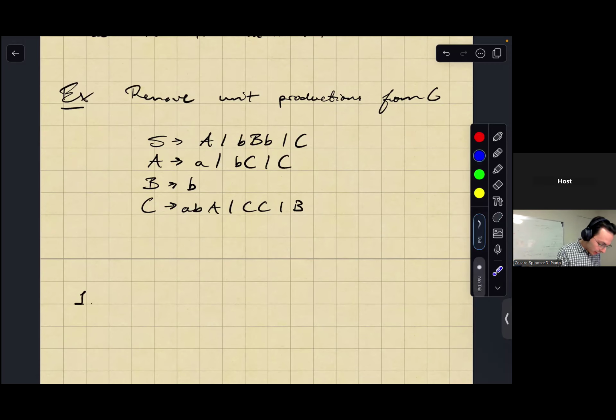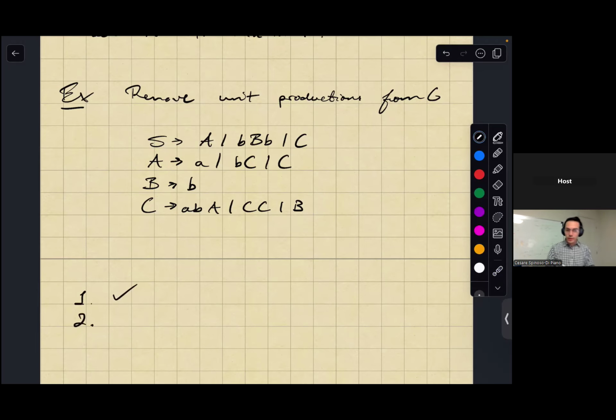So in this case, I don't have S gives me S, I don't have A gives me A, I don't have B gives me B, and I don't have C gives me C. So I can just skip that step because everything looks okay.